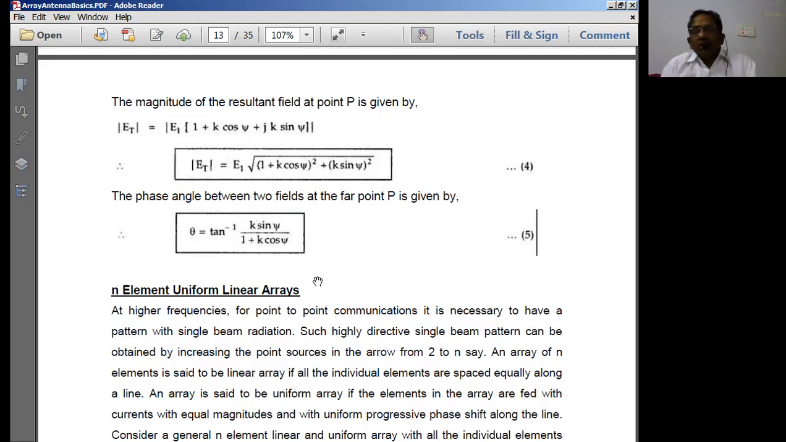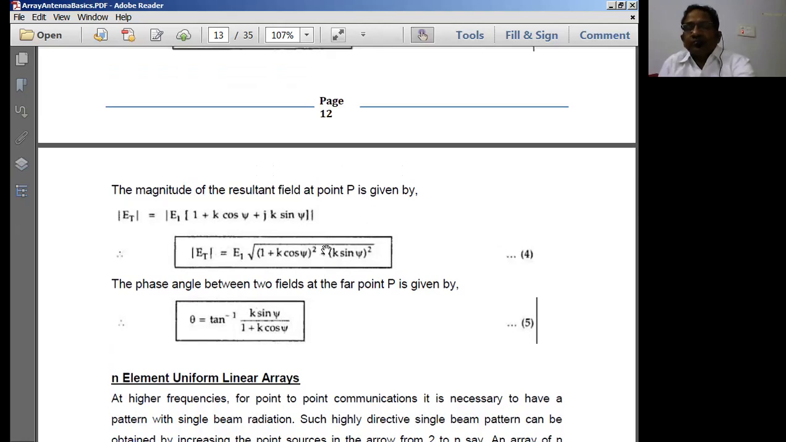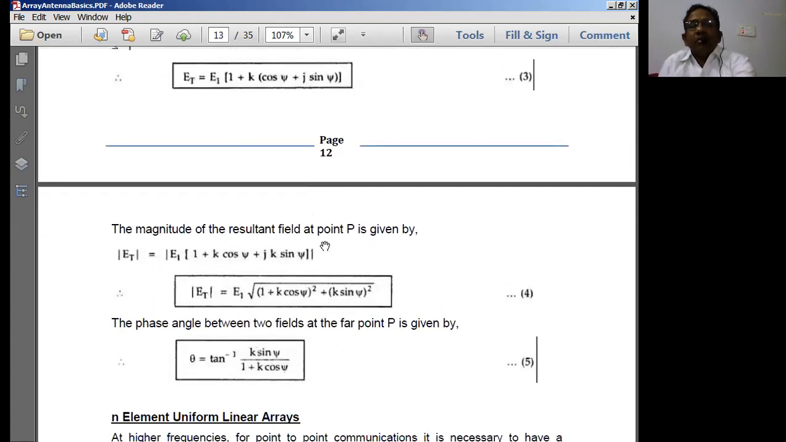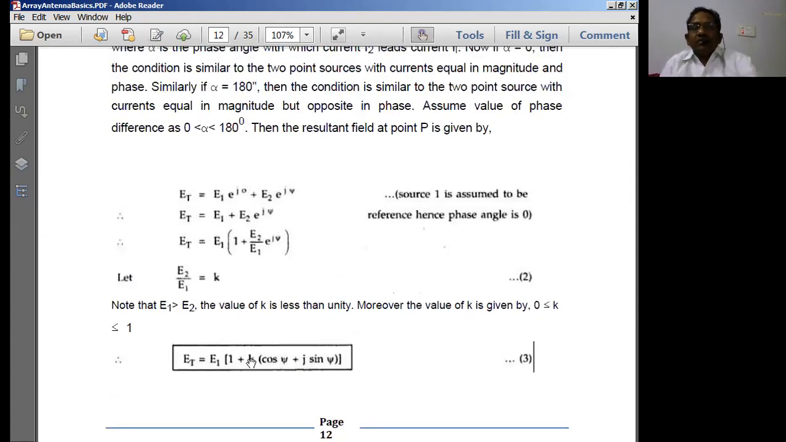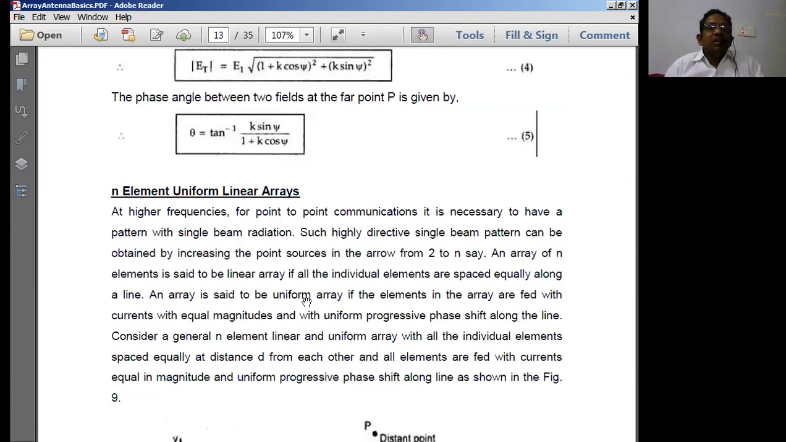So this is what we have regarding the three cases of the point sources considered as arrays. Under these three cases, we have to find the electric field radiation. Well, thank you very much for today's session. In tomorrow's class, we go with uniform linear arrays.